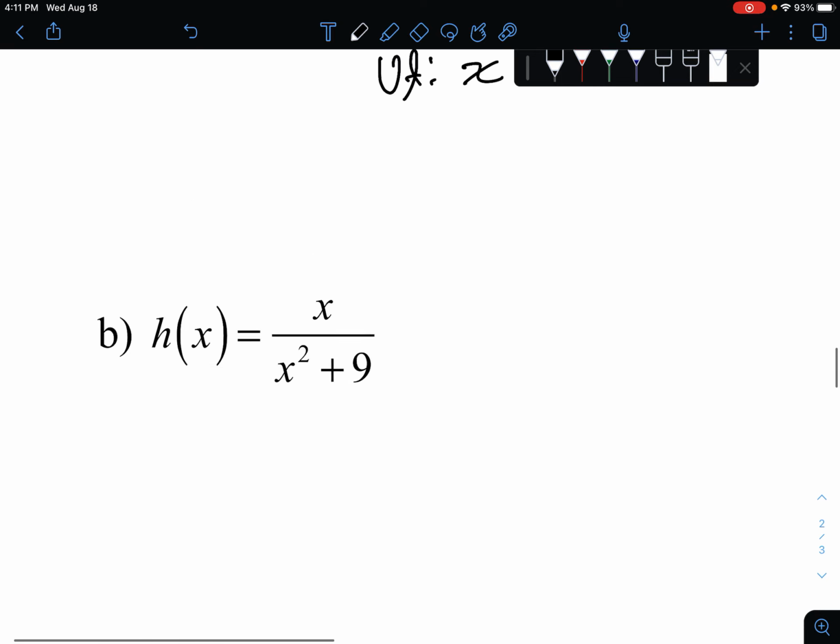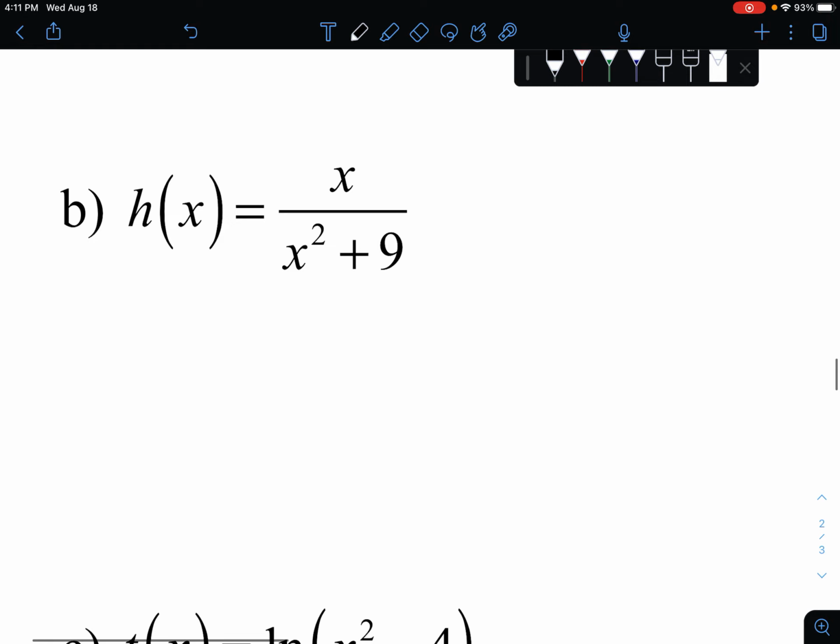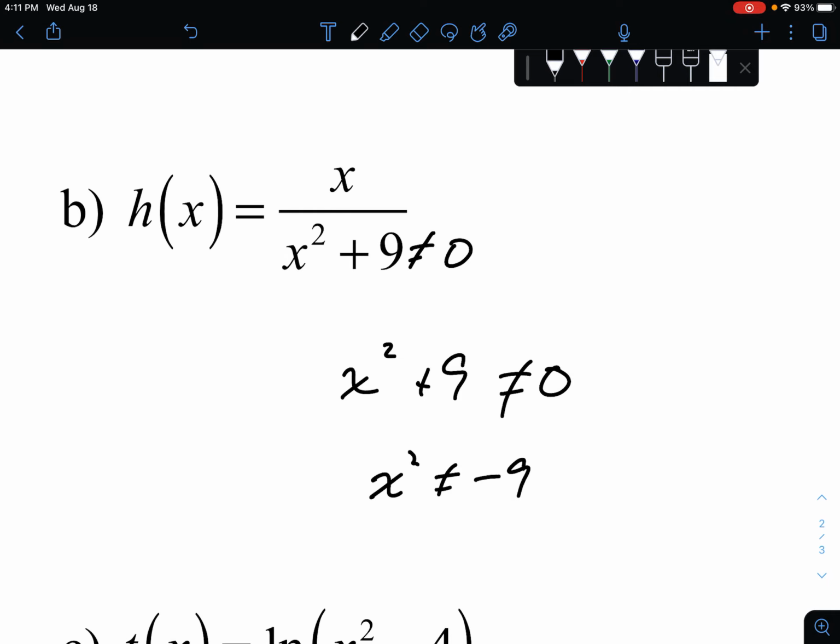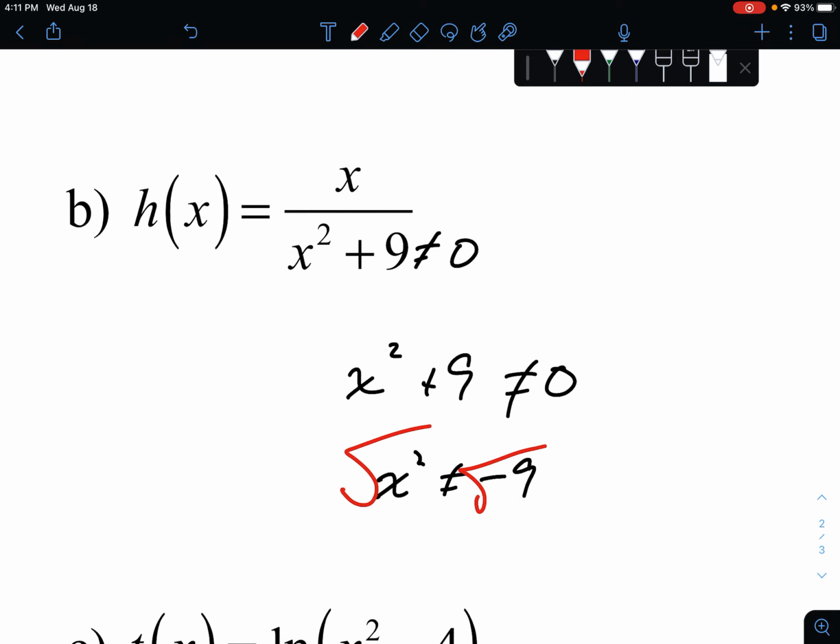Another restriction could come with natural logs. We'll get there in just a second. But like on part B here, I can't divide by 0. So this x squared plus 9 cannot be equal to 0. So just be careful. Some people tell me it's plus or minus 3, but if I try to solve this, when I take the square root, that's going to give me imaginary numbers.